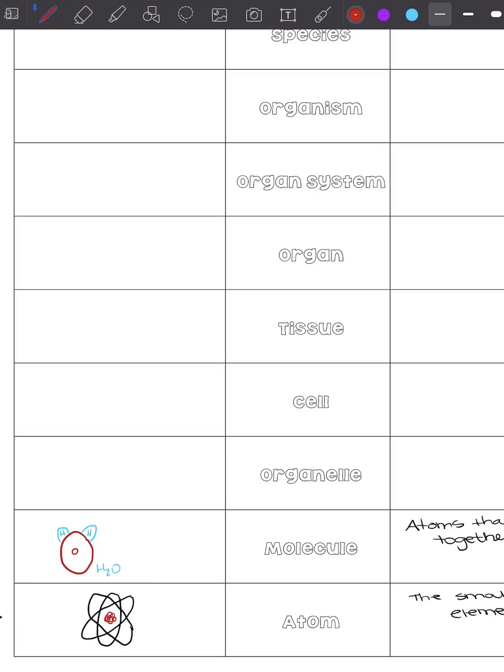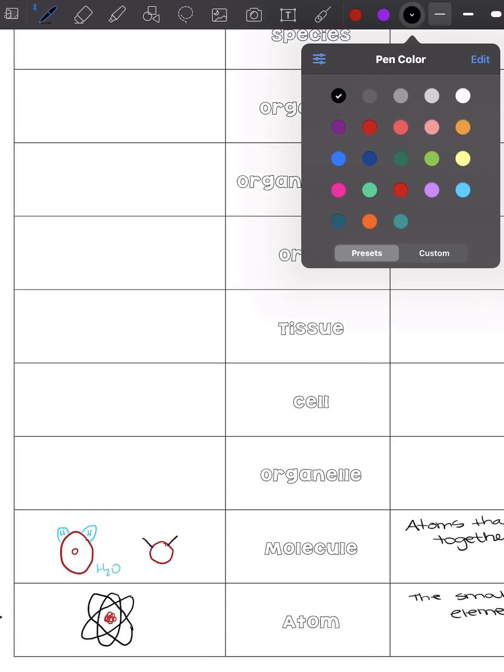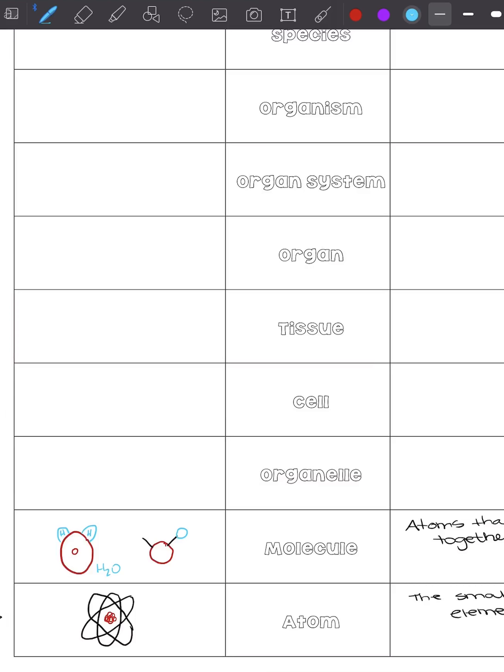You can also make it look like this. Let's get a different color. And then I'll go back to my little blue there. There you go, H2O. We drew a little molecule of water.